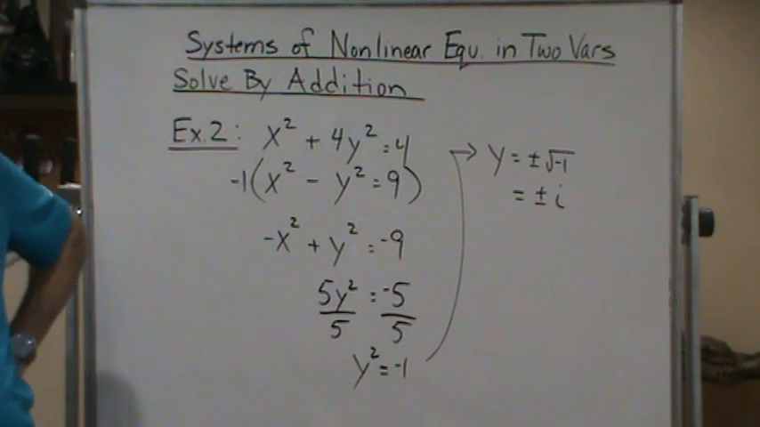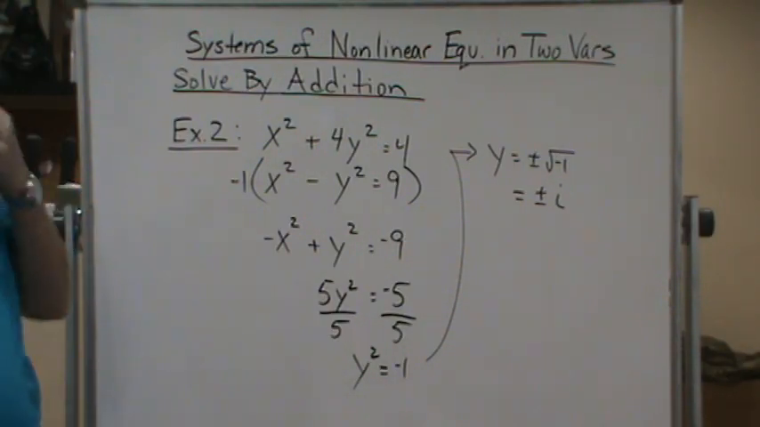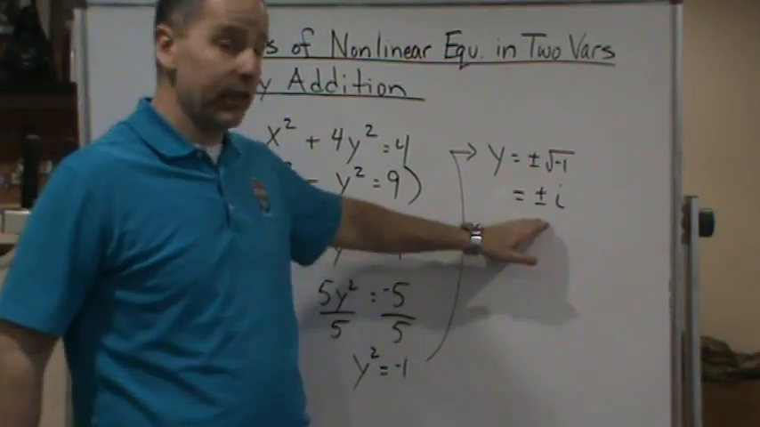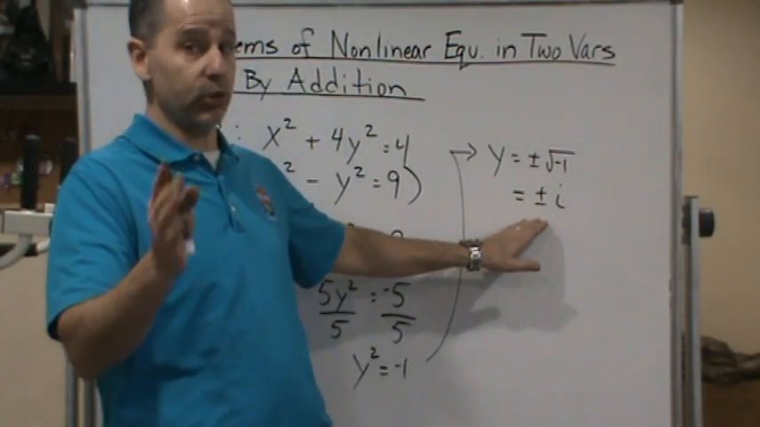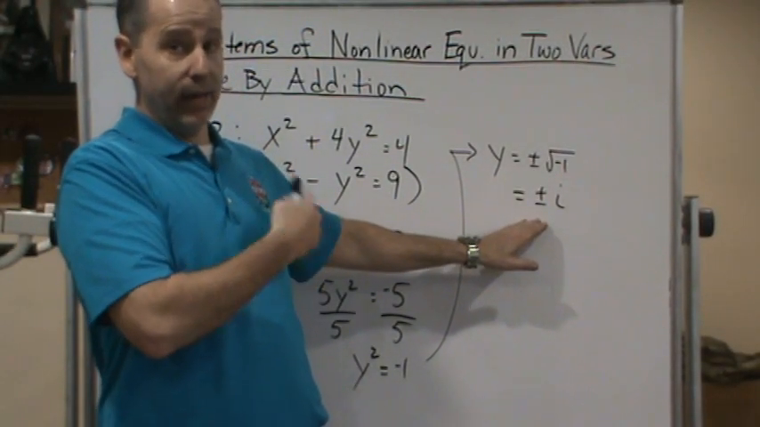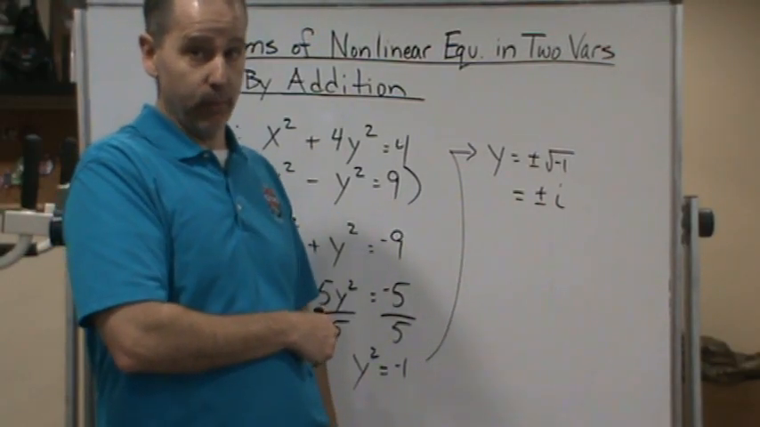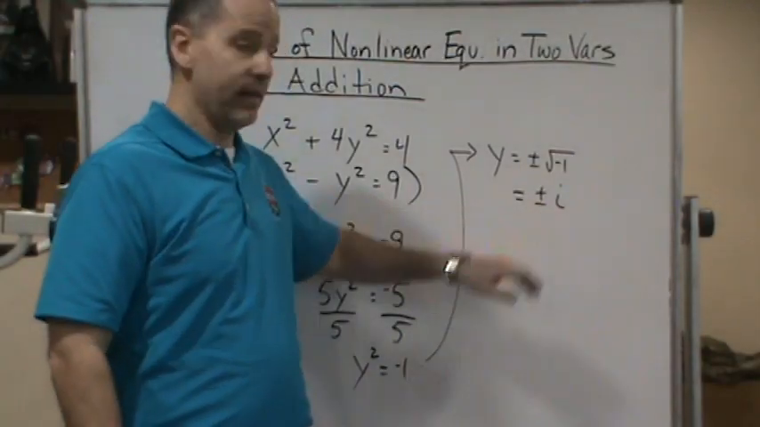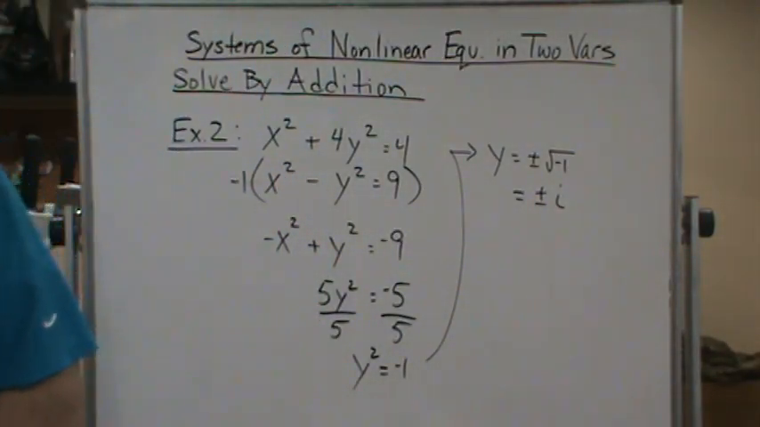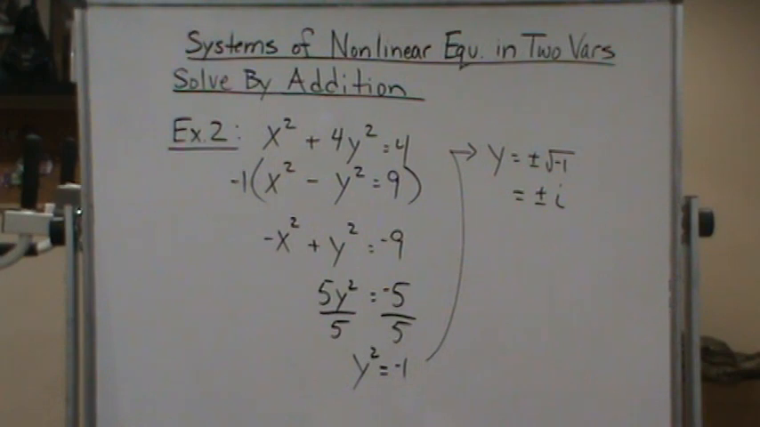That means there are no points where the two graphs intersect. So the ellipse and the hyperbola do not intersect, and we're done. Because remember, we're looking for real solutions. Real solutions are the only solutions we can graph on the rectangular plane, on the Cartesian coordinate system, right? So anything that's not real represents the fact that we can't graph it, and in this case, there is no solution.